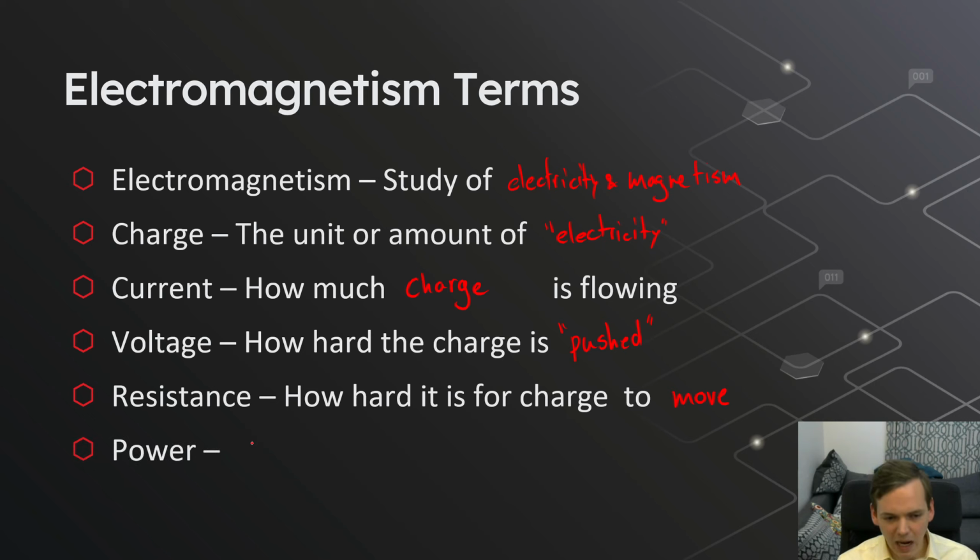And then lastly, power is voltage times current. So if you multiply your voltage and your current, you get power. It's a special technical term, and I'm just pointing it out because it's easy for people to mix up power with some other things.